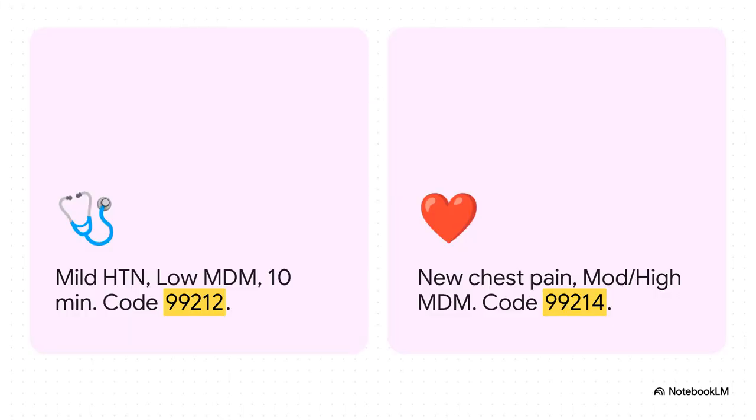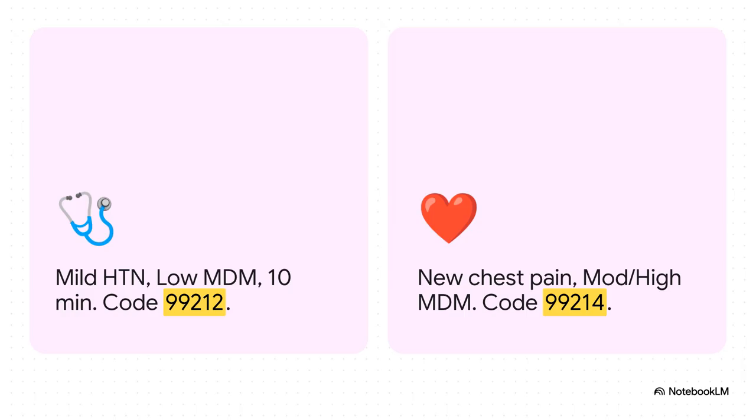Let's see this in action. Say we have 2 patients seen in an urgent care facility. Patient A is just here for a simple follow-up for mild hypertension. The provider reviews a blood pressure log, doesn't change any meds, and the visit takes about 10 minutes. That's low medical decision-making, which gets you a 9912 code.